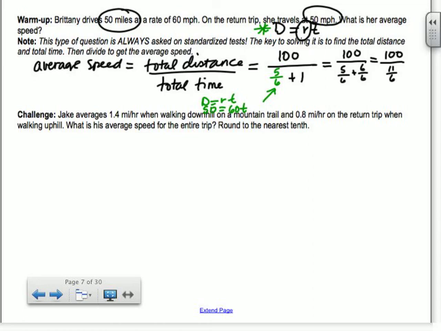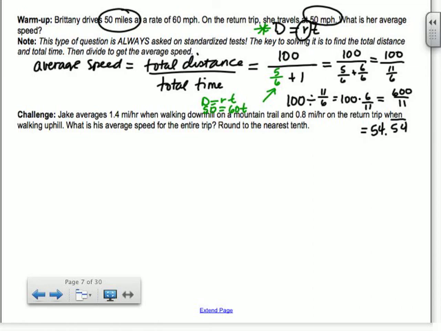Instead of having 100 divided by 11 over 6, it's the same as 100 times 6 over 11. So whatever 600 divided by 11 is, can you guys find it? That's your answer. 54 what? Point what? It's repeating. Yep, 54.54. And that's the tricky thing.